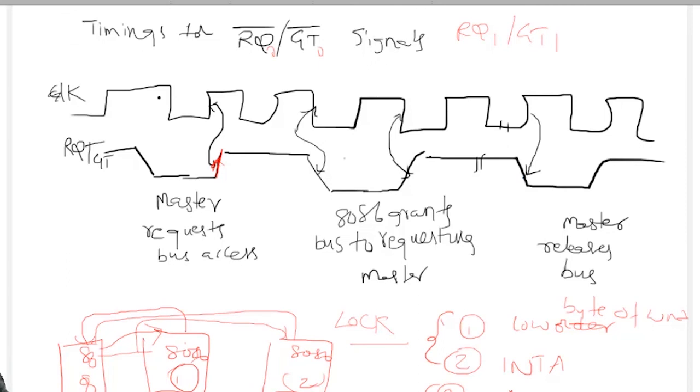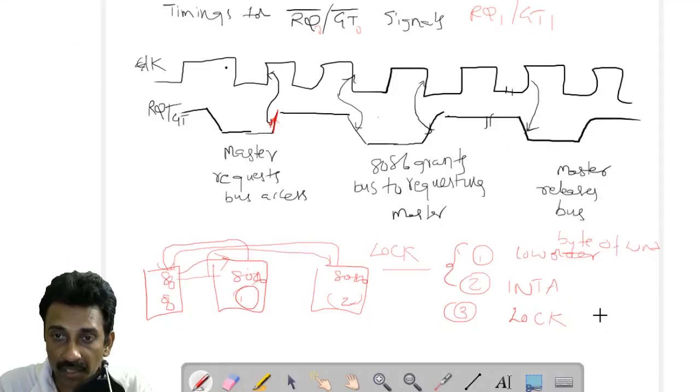Once a lock-prefixed instruction is used, until it completes the locked instruction, the next grant will not be given. So this is the request and the grant signals.